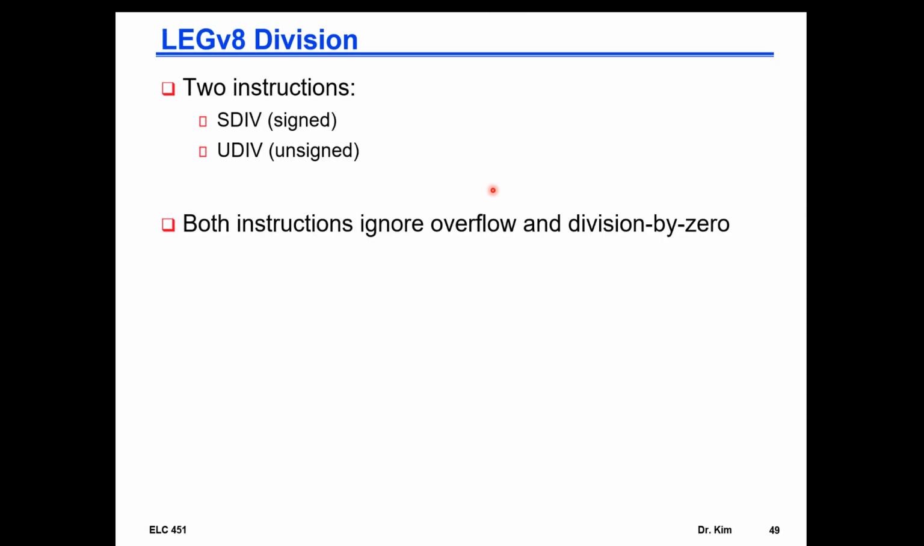Now let's look at the two instructions that the ISA provides for division. We have a signed division and an unsigned division. By design, both instructions ignore overflow and division by zero.